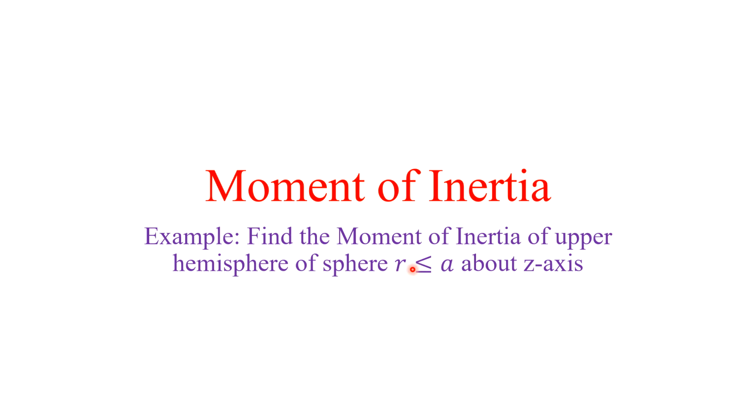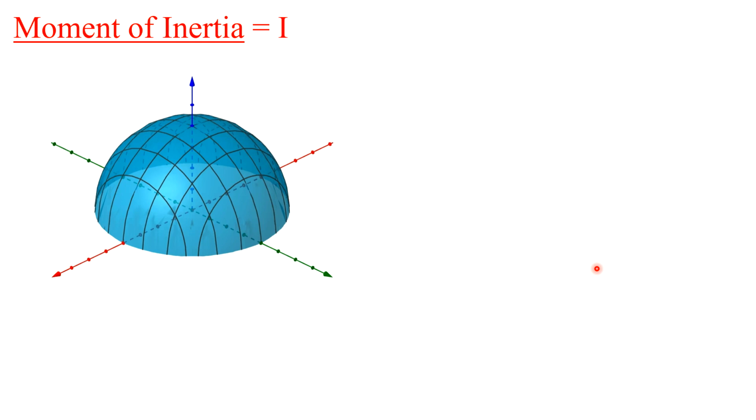Therefore r will vary from 0 to a. So this will represent a solid sphere, and we have to find this moment of inertia about the z-axis. So here the axis of rotation is the z-axis. This is our sphere, the half sphere or upper hemisphere of the sphere, and we have to rotate it about the z-axis.